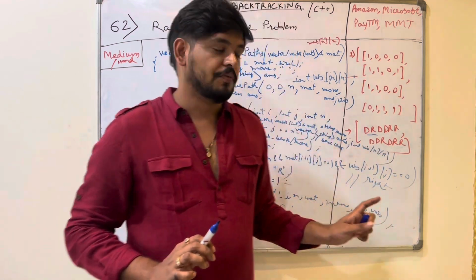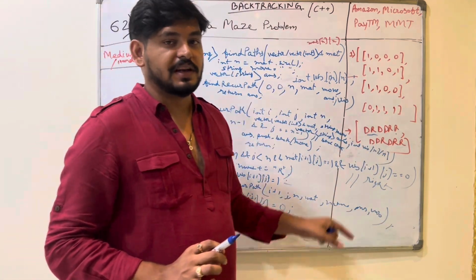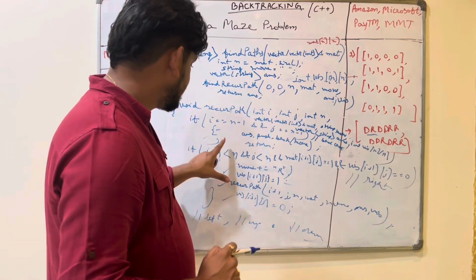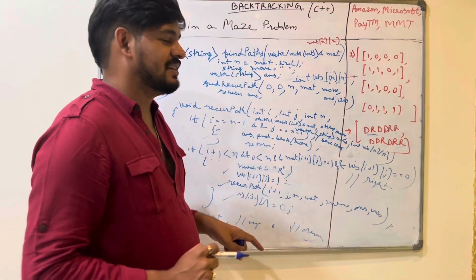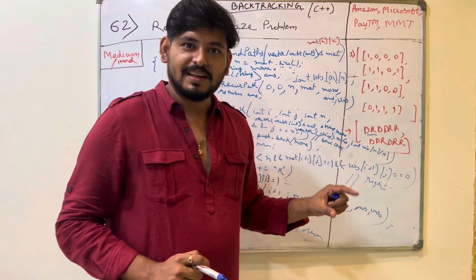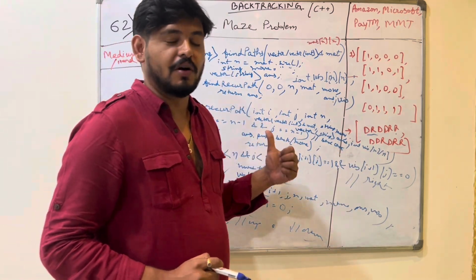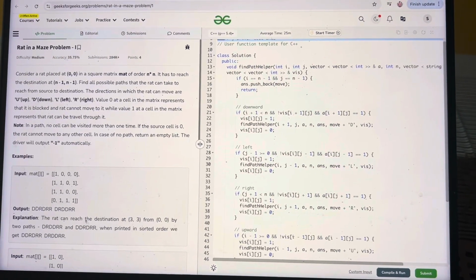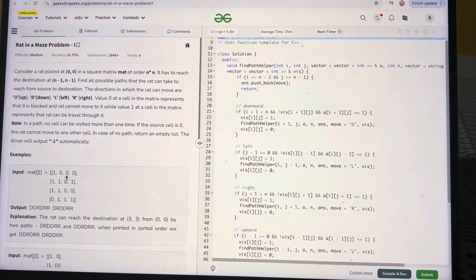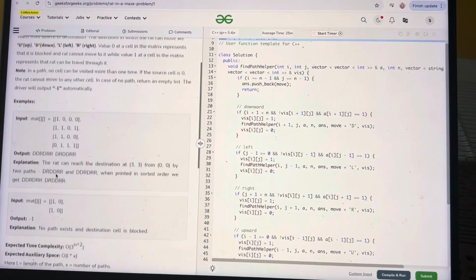Okay, I hope this is clear. Try it yourself. The link to the question is given in the description. Try the code yourself, and then come to my code walkthrough section to see the solution that we submit in the LeetCode platform for this question, or GeeksforGeeks. Okay, here is the code walkthrough of the 60th question, rat in a maze problem. You can see we have discussed the same example here.